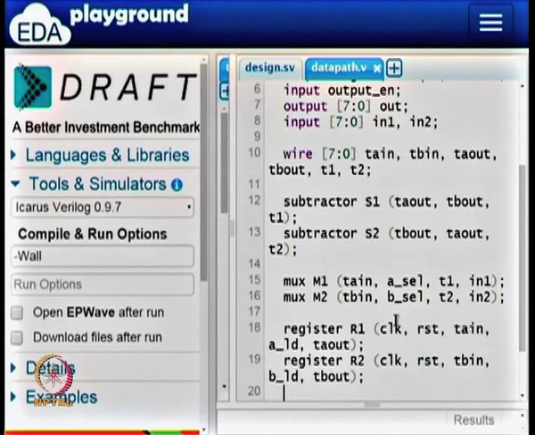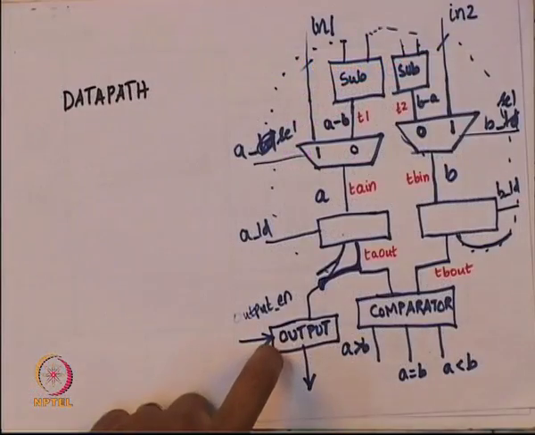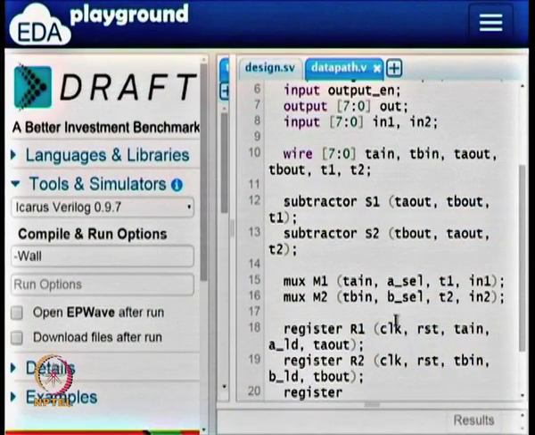And finally, we will need a register which is for the output itself, right. So, there is this output register, we need a register for that. So, I am going to call that register R out, and R out takes clock, reset.